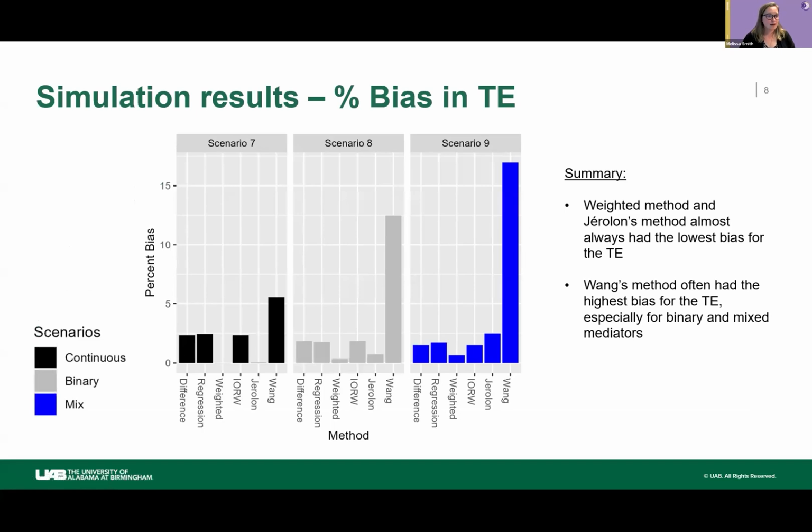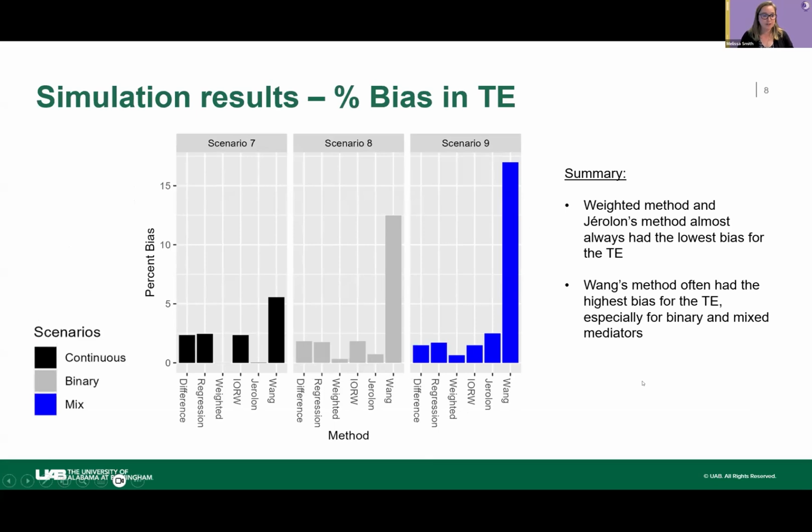So I'm just going to highlight a couple of the simulation results in terms of the percent bias in some of these causal effects. So scenarios 7, 8, and 9 had a residual correlation of 0.5, and they also did not have an interaction between the mediators. You'll see that scenario 7 was the continuous mediators, 8 was binary, and 9 was mixed.